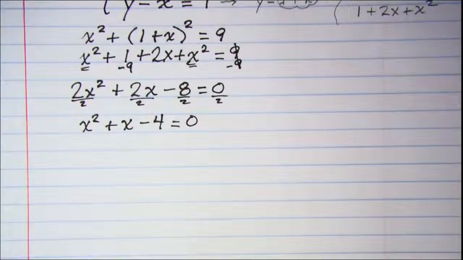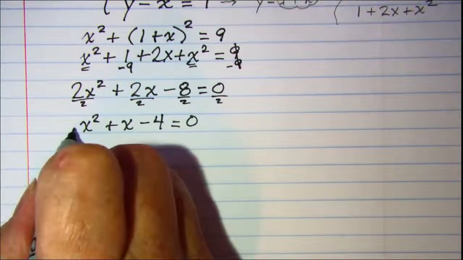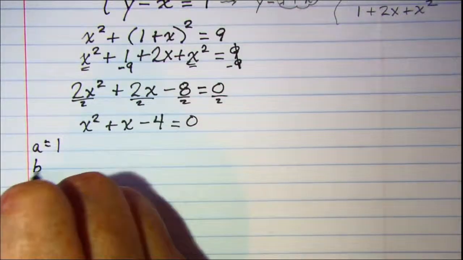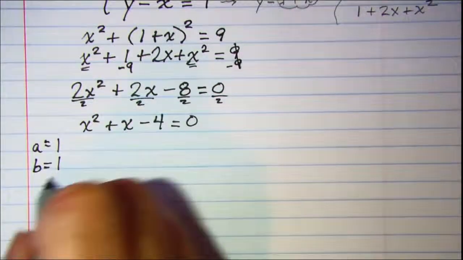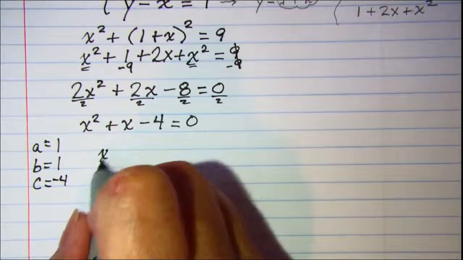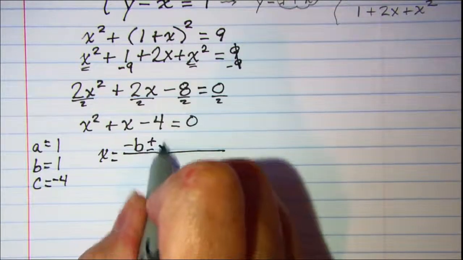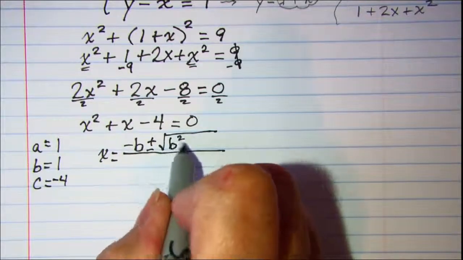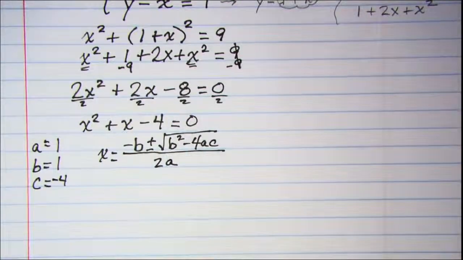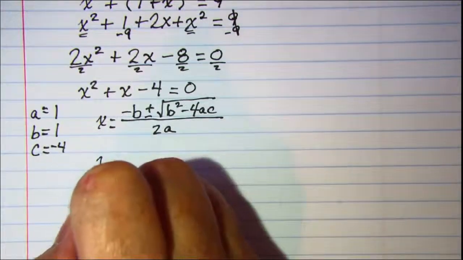Now we need to use our quadratic formula on this to solve for x. A is 1, B is 1, and C is negative 4. Our formula says x is equal to negative b plus or minus the square root of b squared minus 4ac all over 2a. So let's just substitute our values into this to get x.